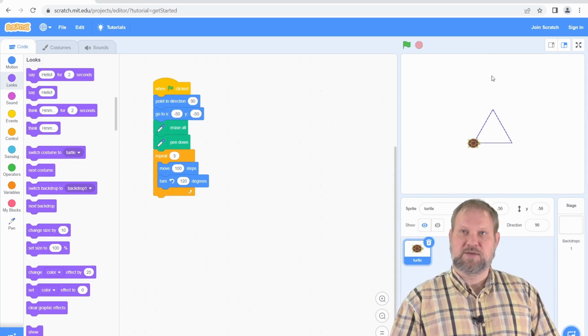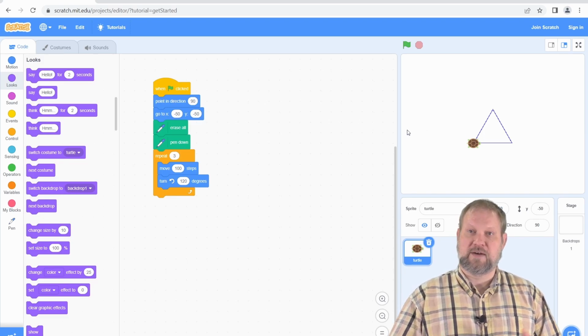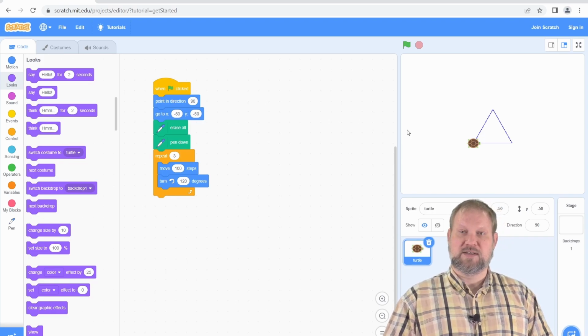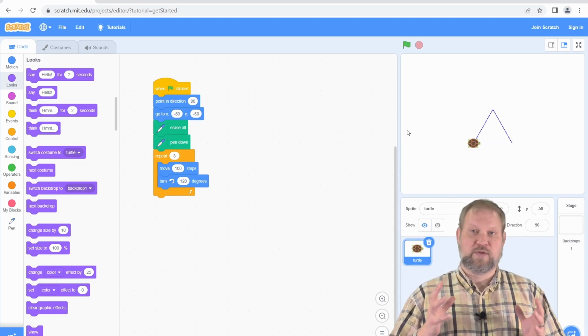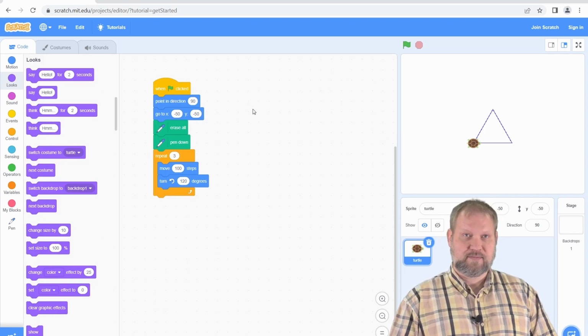At the very top, that's positive 180. At the very bottom is negative 180. And then the X-axis increases as we go to the right, up to 240 is the edge of the stage, and decreases as we go to the left, with negative 240 being the other side of the stage. So this really aligns well with your math courses if you're teaching geometry, if you're teaching the Cartesian coordinate system. That's actually what Scratch largely is using.